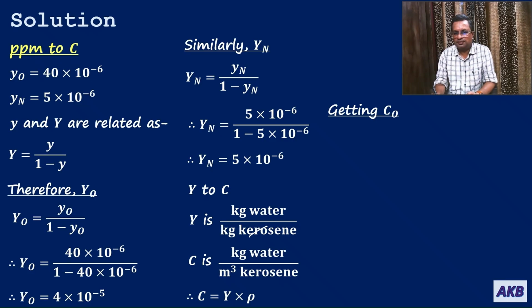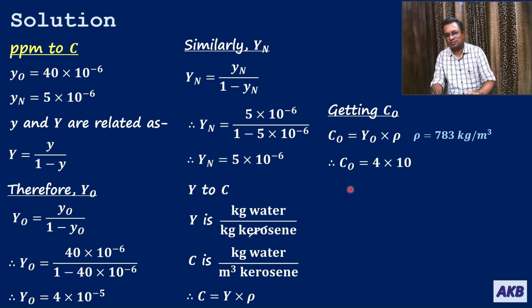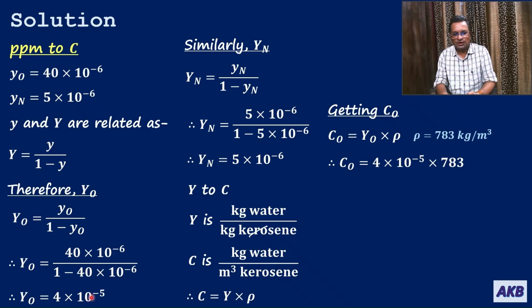Okay, so first we will get capital C0. Capital C0 will be capital Y0 into rho. Simple. Rho is given to us, it is 783 kg per meter cube. Therefore C0 will be 4 into 10 to the power minus 5, because capital Y0 is 4 into 10 to the power minus 5, into 783. That is C0. This multiplication comes out to be 0.0313.